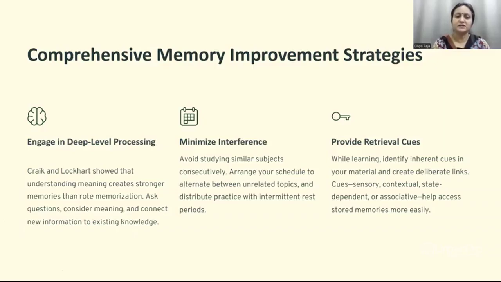And the next is minimizing interference. Avoiding studying similar subjects one after the other. Because they are so similar, it creates confusion. And you know what is interference. The two types of interference: old information interfering with learning new information, or new information blocking recollection of old information, right? So avoid studying similar subjects one after the other.